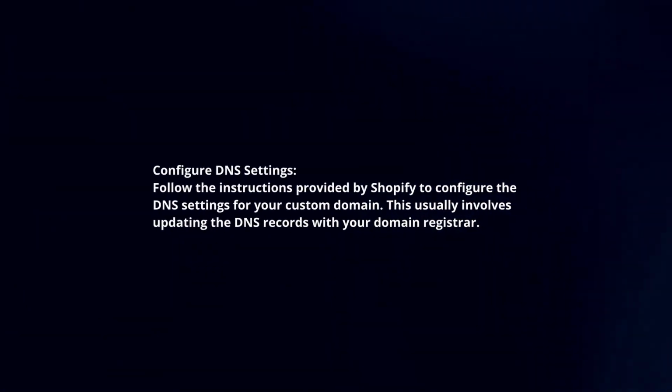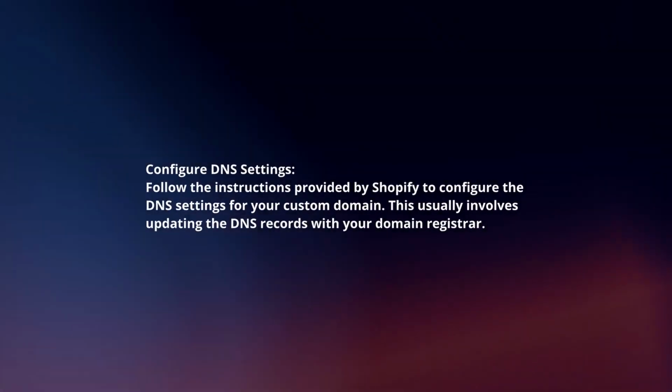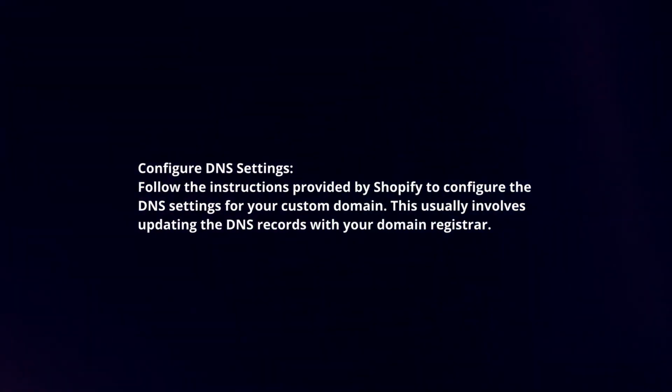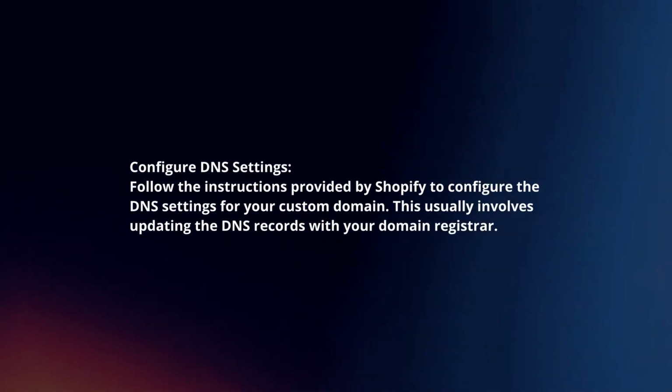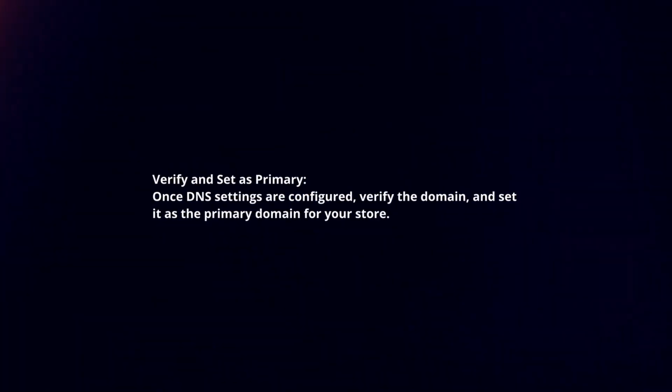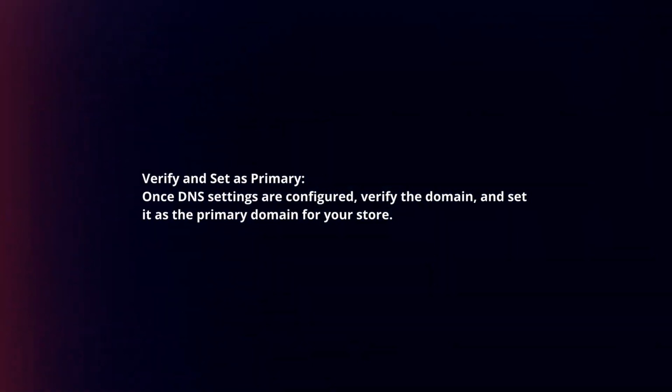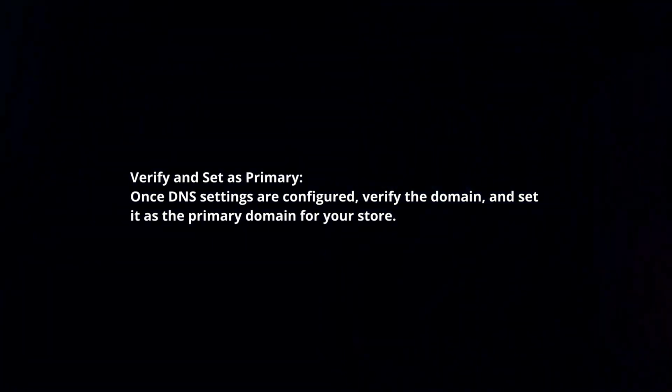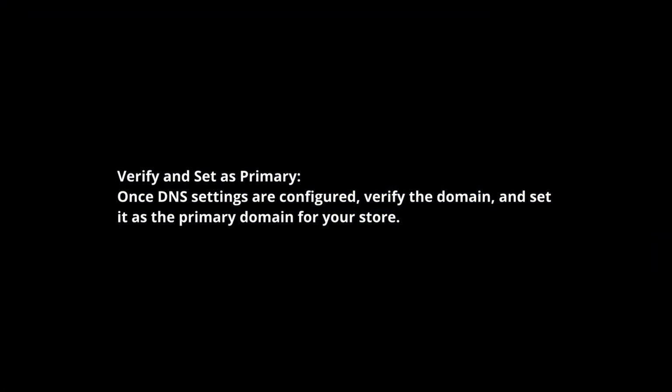Configure DNS settings. Follow the instructions provided by Shopify to configure the DNS settings for your custom domain. This usually involves updating the DNS records with your domain registrar. Verify and set as primary. Once DNS settings are configured, verify the domain and set it as the primary domain for your store.